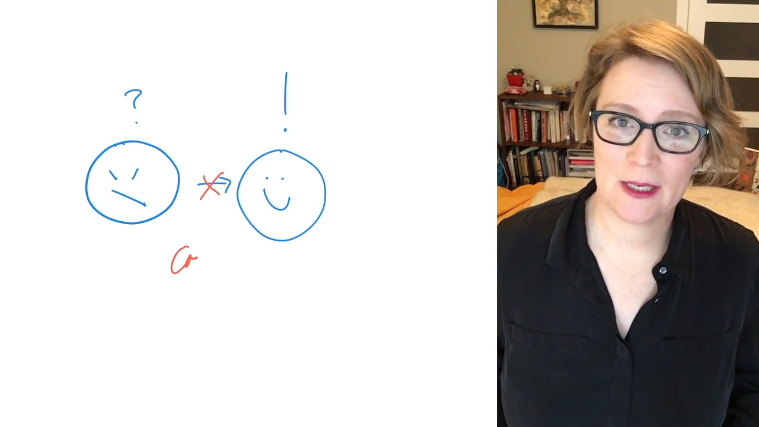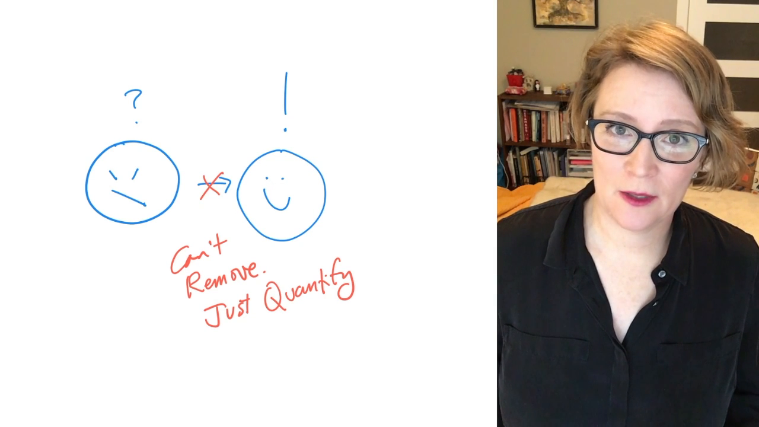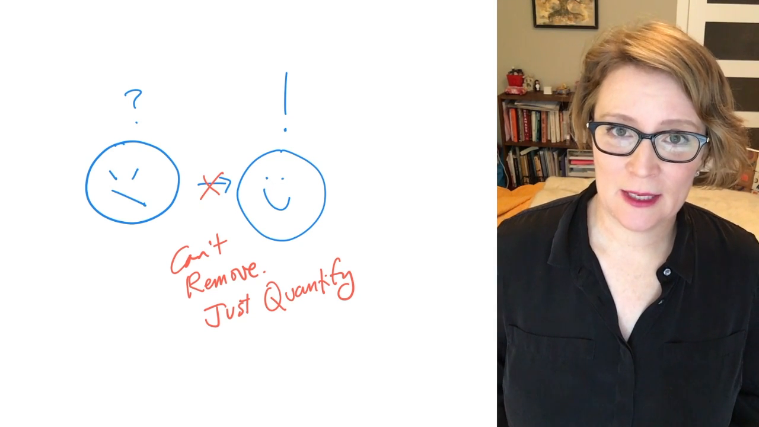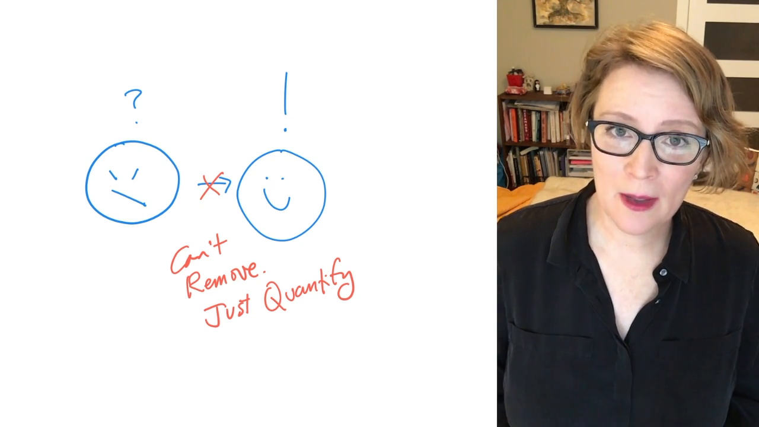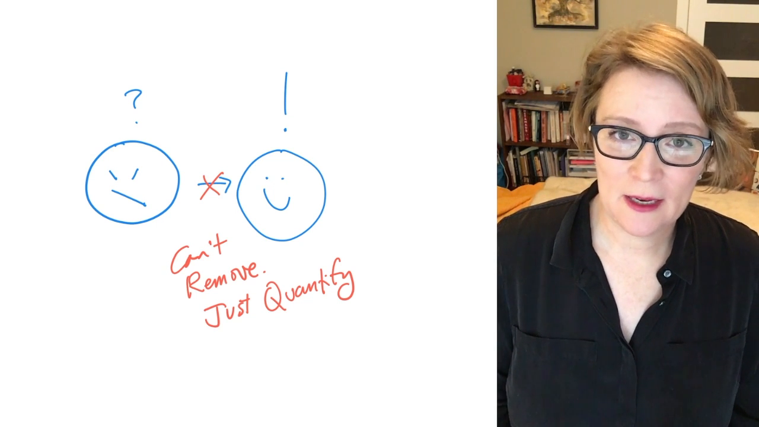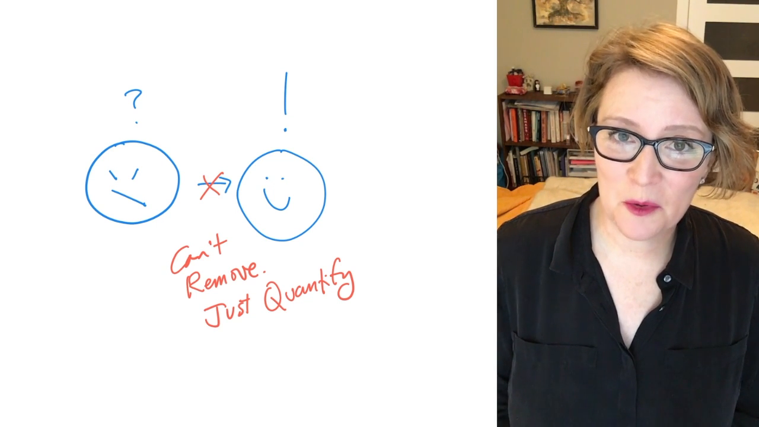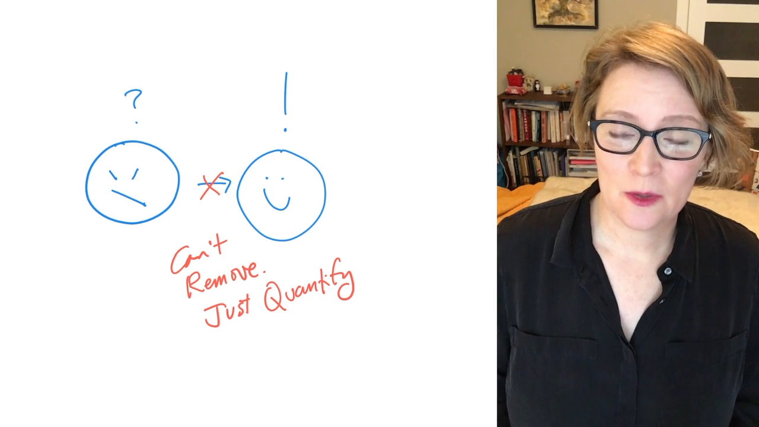But what data science and statistics can do for you is not eliminate uncertainty, but quantify uncertainty. Data analysis can help you know how confident you should be in your results. They can't remove the uncertainty. So it's important that when you're working with data and communicating results, that you also communicate the confidence or the certainty that surrounds those results.